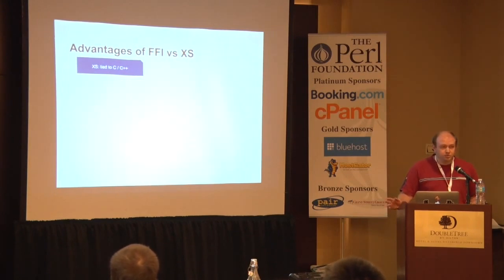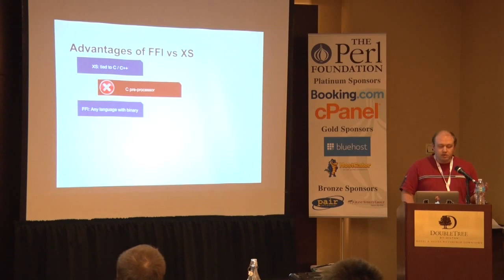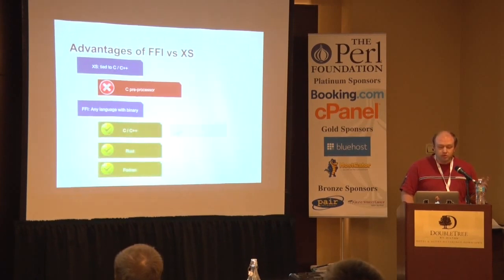XS is also tied to C and C++ pretty strongly, and also the C preprocessor, which is personally something that I don't really like. You look at a piece of XS code and you're not really sure what the performance implications are unless you're really baked into the Perl core. You know the guts really well. FFI, on the other hand, will work directly with any language that produces machine code. So C, C++, Rust, Fortran, if you're brave, assembly, whatever, anything that produces machine code.